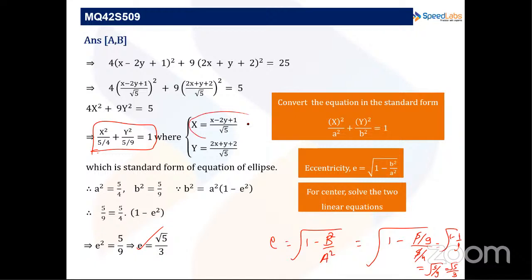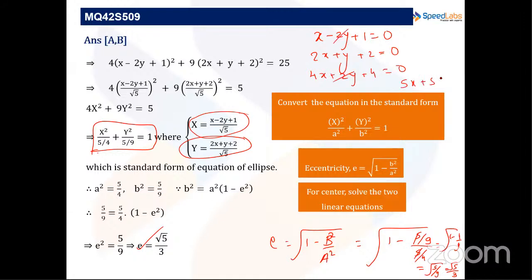Now on solving these two equations, x minus 2y plus 1 equals to 0 and 2x plus y plus 2 equals to 0, we will get the coordinates of center. Multiply the first equation by 2, so you will be getting 4x plus 2y plus 4 equals to 0. Add these two, you will be getting 5x plus 5 equals to 0, that is x equals to minus 1. Put x equals to minus 1 here, y will be equals to 0.